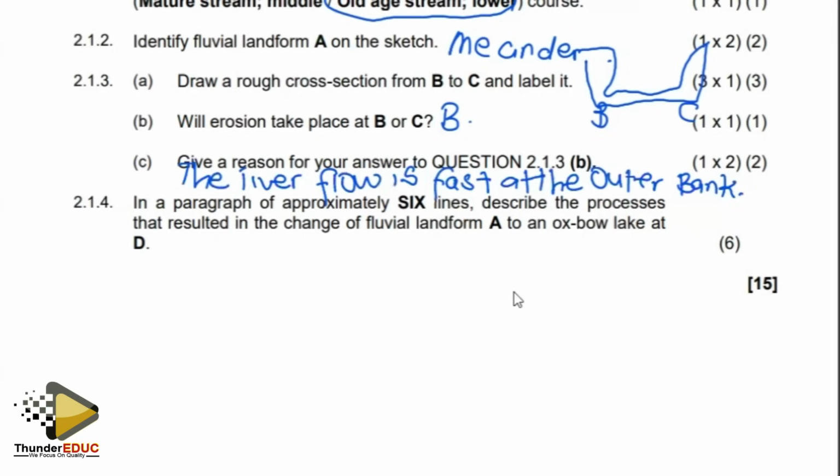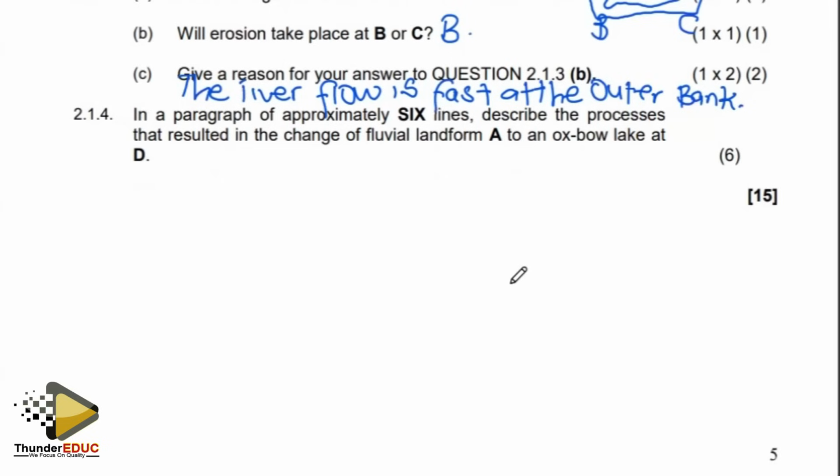All right, let's move on. So in a paragraph of approximately 6 lines, describe the processes that resulted in the change of fluvial landform A to an oxbow lake at D. So here in your paragraph, you'll talk about deposition. You talk about how the outer bank of the river gets eroded. So here you're trying to describe the processes that resulted in the change of the fluvial landform A to an oxbow lake at D. First, the outer bank of the river gets eroded.